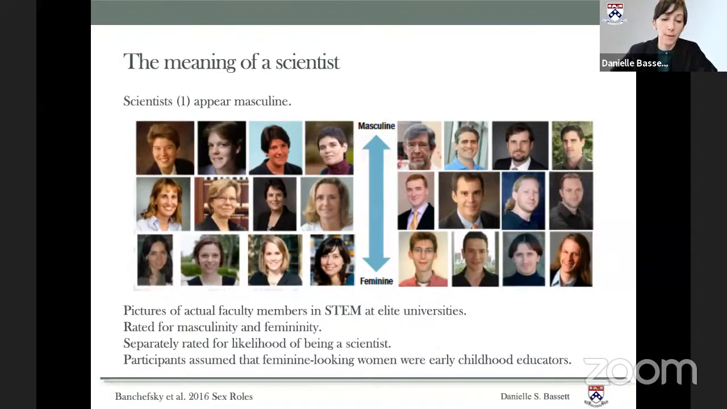And this is a paper that was published in 2016 from Banchevsky. And what the investigators did is that they took pictures of actual faculty members in STEM at elite universities, and they had participants rate each of those pictures for masculinity and femininity. And then what they did is they asked a separate pool of participants to rate each of those pictures on the likelihood of being a scientist or an early childhood educator. And what they found is overwhelming evidence that the more feminine looking women were assumed to be early childhood educators, despite the fact that all of these pictures were pictures of actual faculty members at elite universities.